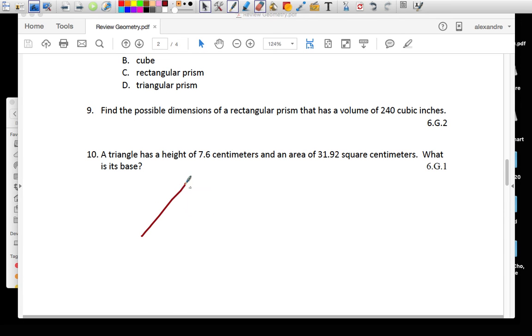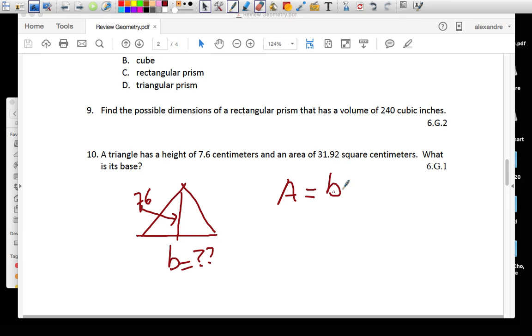Triangle has a height, so anytime you can, draw it out. The visual always helps. So here's a height, and that height's 7.6. Okay, that's the height. And the area, ooh, they don't give you the base, so the base is a mystery. So let's write area of a triangle is base times height divided by 2. So let's substitute what we can. So the area is 31.92. What is the base? We don't know, so I'll leave the b by itself.